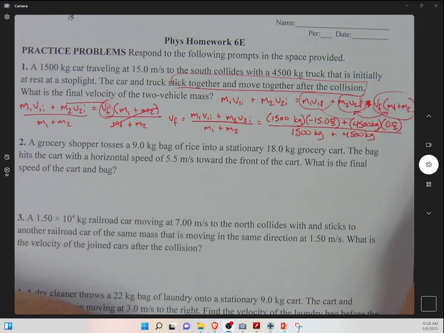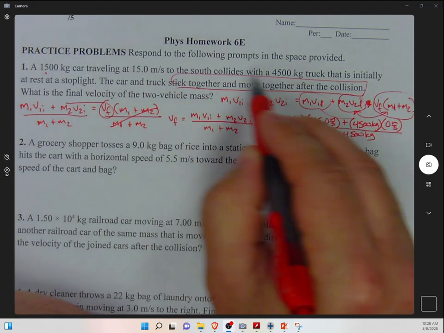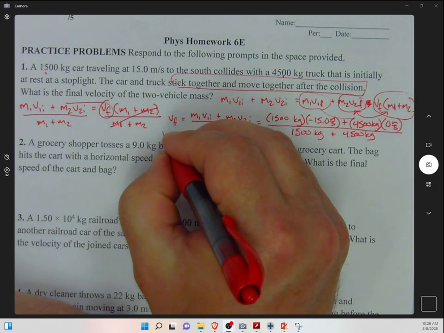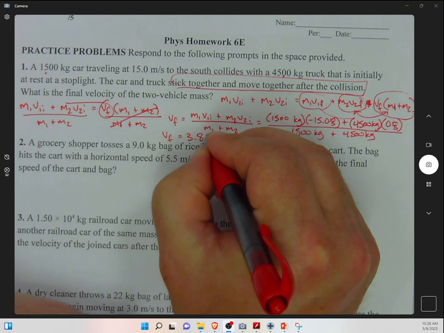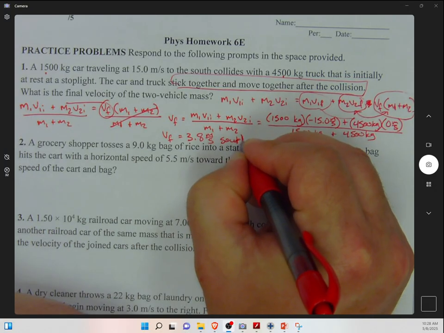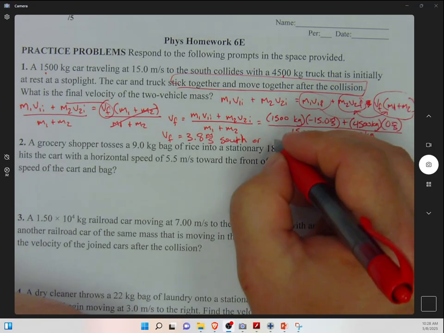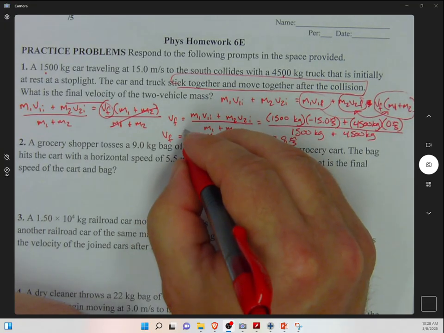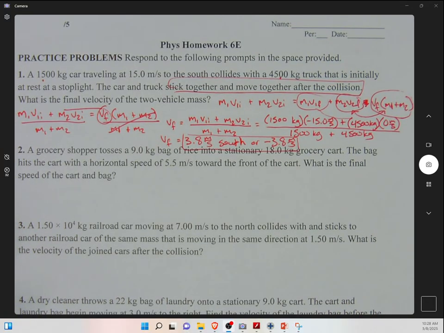And my calculator tells me that with two significant figures, two sig figs, my final answer is going to be 3.8 meters per second south. Or you can write, generally speaking, a negative 3.8 meters per second.